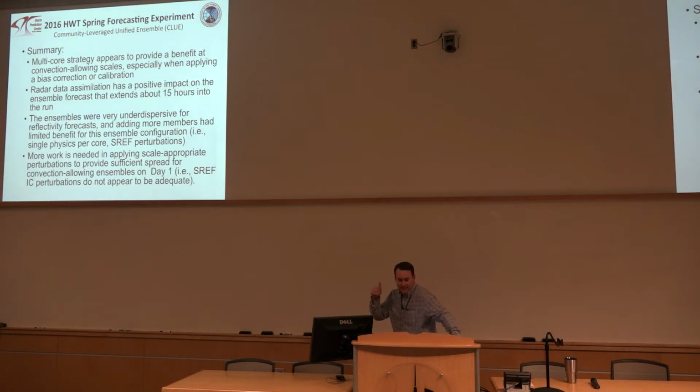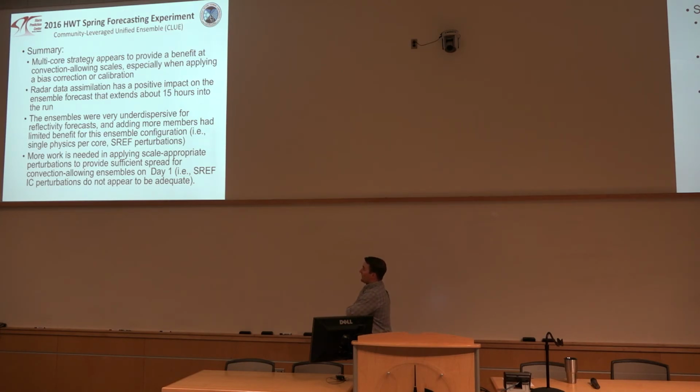So this is my last slide. The multiple-core strategy at this point, I think, is still worth pursuing. The problem is EMC is on a quest to unify all modeling, which is noble, but at the same time, if it's not going to lead to improved forecasts, that's an issue. There is maintenance cost involved with having multiple cores and maintaining them, so it's certainly understandable. Not surprisingly, radar data assimilation has a positive impact. We found it lasted a little longer for just deterministic runs. In a probabilistic sense, this radar data assimilation lasts about 15 hours from what we saw last spring.